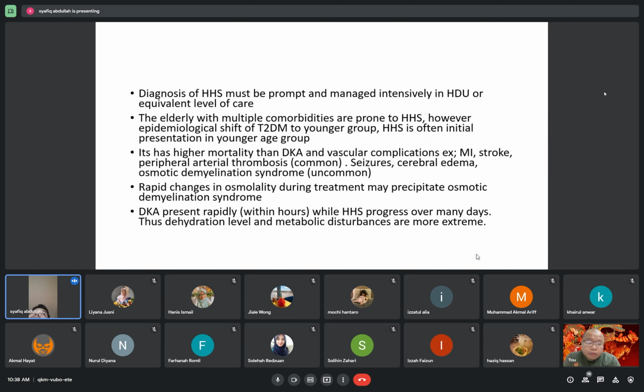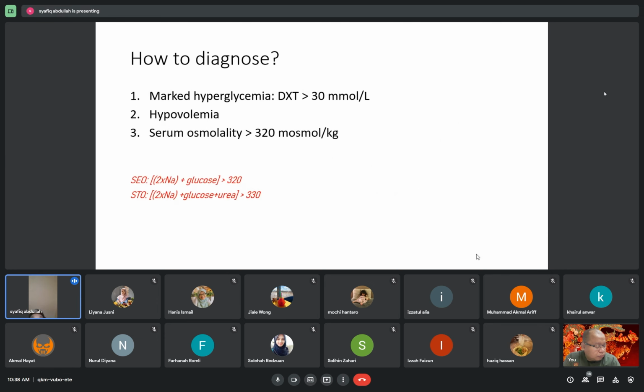So that's why we can see the dehydration level and metabolic disturbance of HSS patient more extreme and severe lah. So how to diagnose? With marked hyperglycemia, DST usually more than 30 millimole, hypovolemia, and serum osmolality more than 320 milliosmol. Macam mana nak kira serum osmolality? Kita ambil sodium, darab 2 tambah glukos.